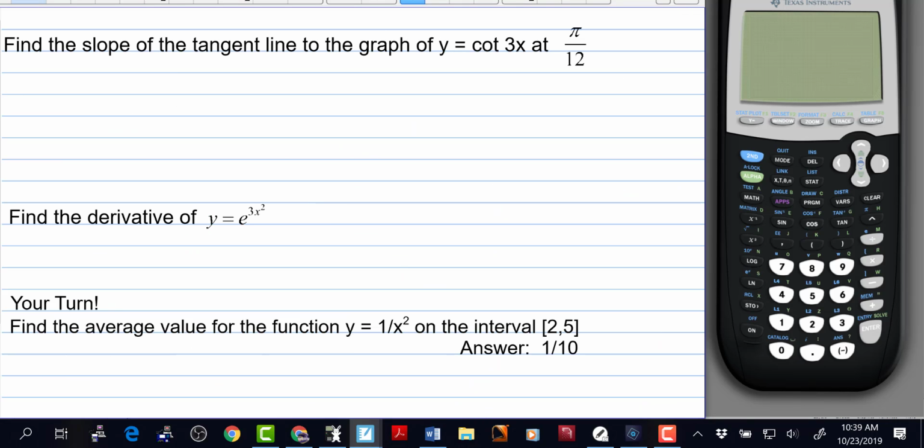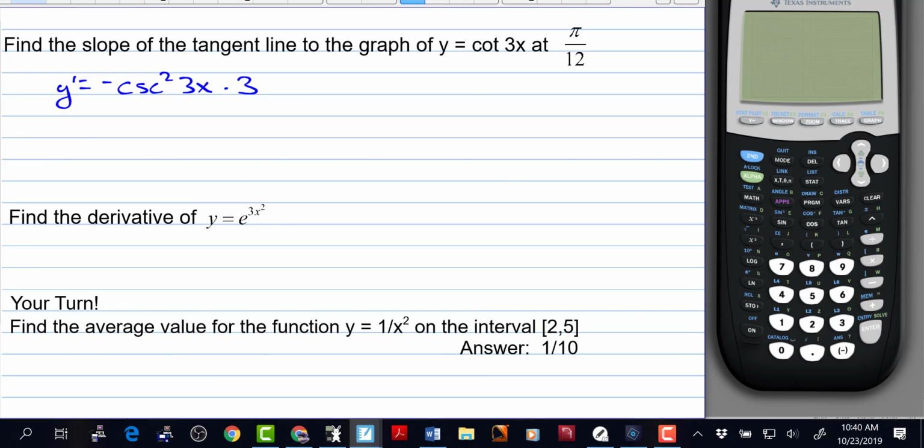All right, so a little bit of review. Find the slope of the tangent line to the graph. So y prime is equal to negative cosecant squared of 3x times 3. I have not looked at the test yet, but these are usually test questions when I review. I review test questions. I don't actually know that for this one.